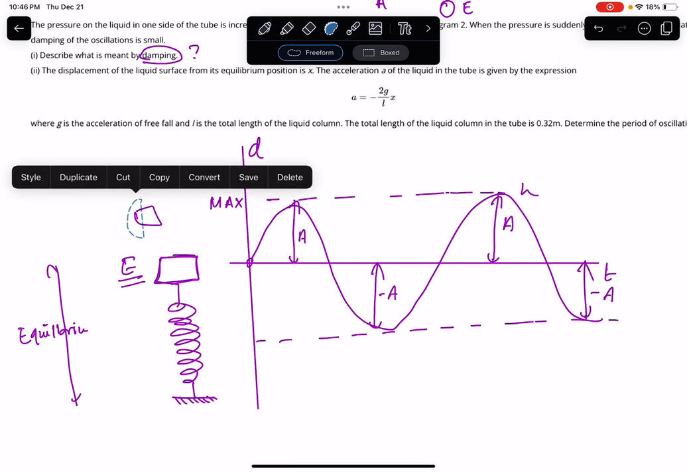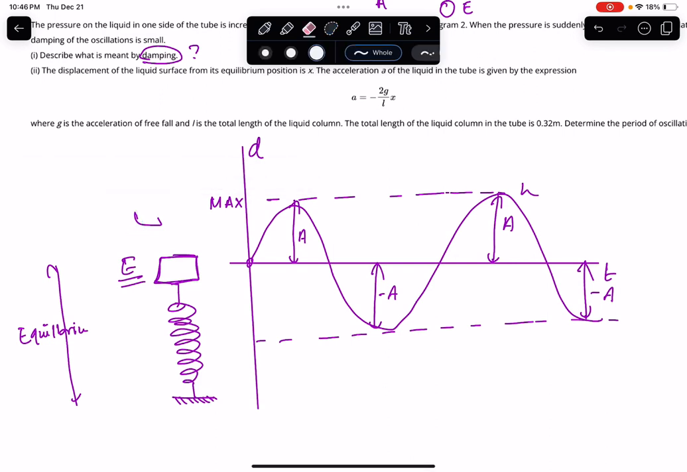Now when you have this thing over here, this is a simple harmonic motion. So in simple harmonic motion, we would end up saying that the period and the amplitude would stay constant, right? This is one of the things in simple harmonic motion, that the period and the amplitude of the oscillation will stay constant. Okay?